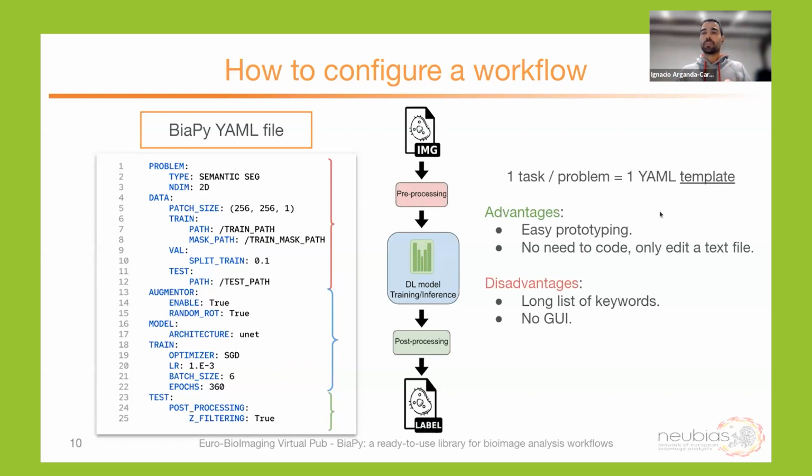Okay. So this has some advantages. It's very easy to prototype. You don't need to code. So you just edit here your path or the type of problem, and that's it. But of course, you may think, yeah, but I don't know the keywords. Yeah, that's true. We have a long list of keywords that unless you go to our configuration file and check them all, they're tough to know. Or otherwise, you're limited to those that are available in the template.